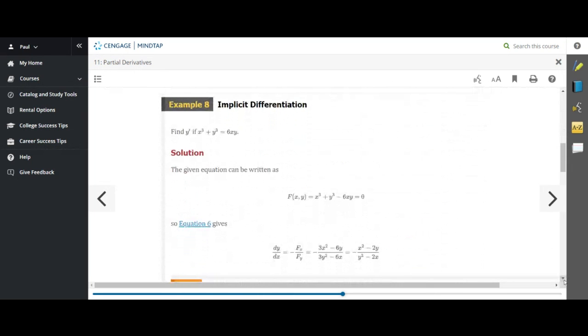And so like in example 8 here, how many recall this kind of problem?